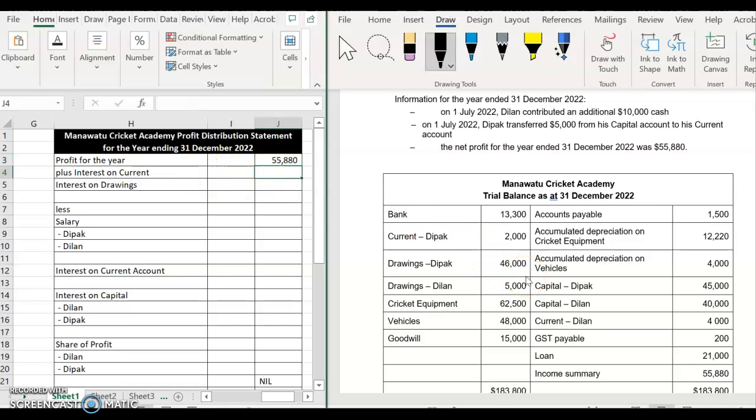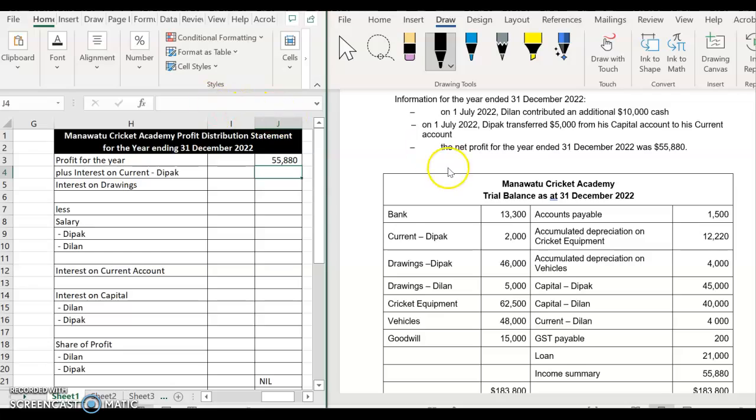The interest on drawing. So you charge interest on drawings if they've got a debit balance. So normally they should have a credit balance, but if it's a debit, it's like a bank overdraft. So the interest on current is here. Here's a current account. See, Deepak's got a debit current account balance. So we're going to put the penalty to Deepak.